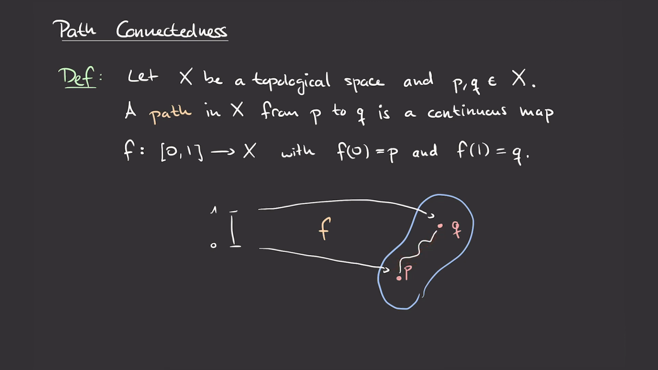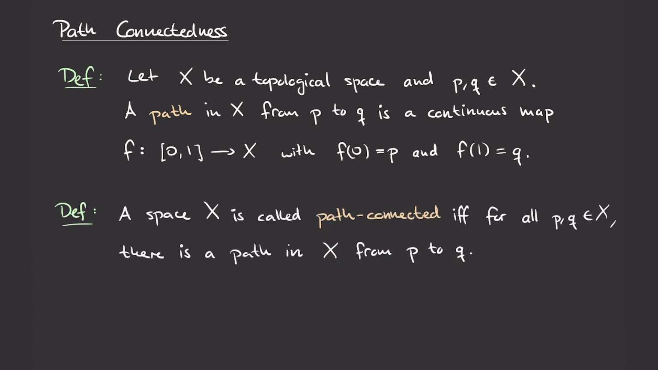We can now use paths to define path connectedness. We do this by calling a space X path connected if for any 2 points P and Q in X, there exists some path in X from P to Q. So this is just the intuitive idea I sketched before. If a space is path connected, it means that if we select any 2 points in that space, then we can find a path in between them. If you think about such a path as walking from P to Q inside the space, then being path connected means that regardless where you start, and regardless where you want to go, there's always a way to walk from your starting point to your chosen destination.